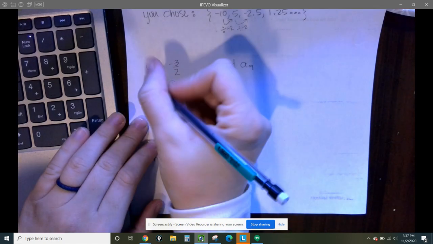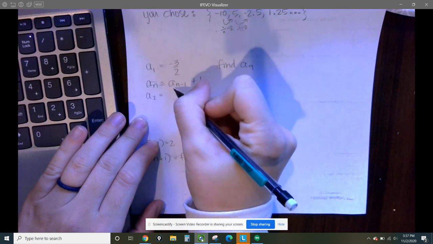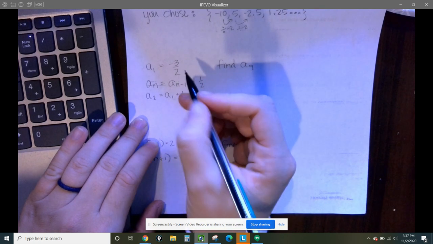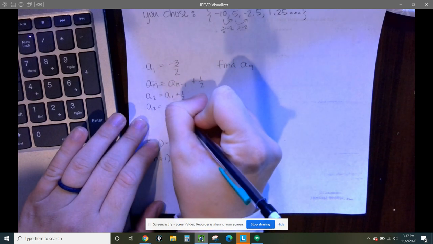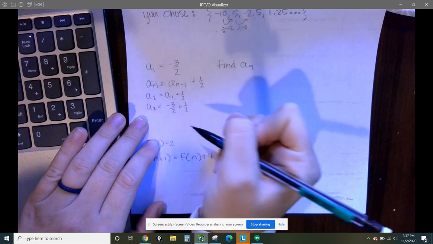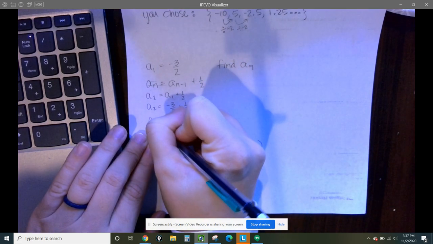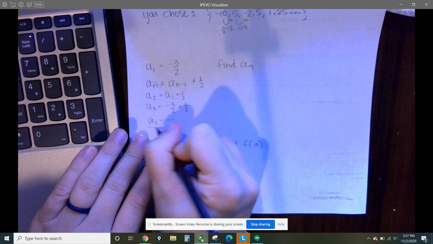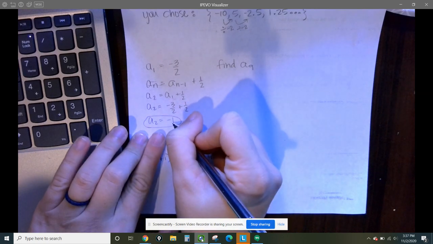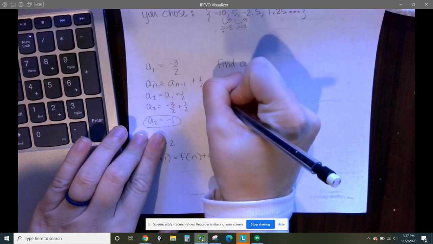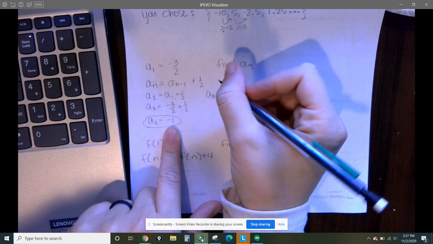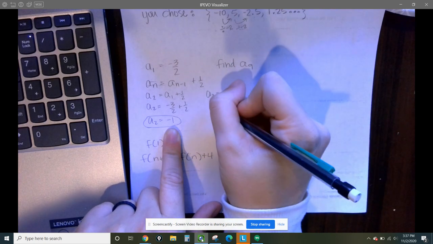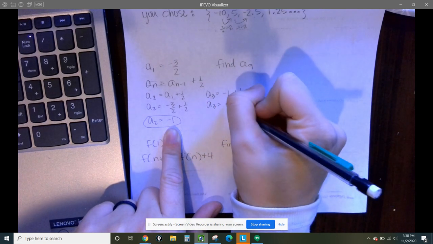So if I want to find the second term, I'm going to go like this. A2 is going to equal A1 plus 1/2. They told us that A1 was -3/2, so A2 is going to be -3/2 plus 1/2. A2 ends up being -1. Now I have A2, so I'm going to use A2 to find A3. A3 is going to be the previous term, -1, plus 1/2. Every time it's just adding 1/2. So A3 ends up being -1/2.